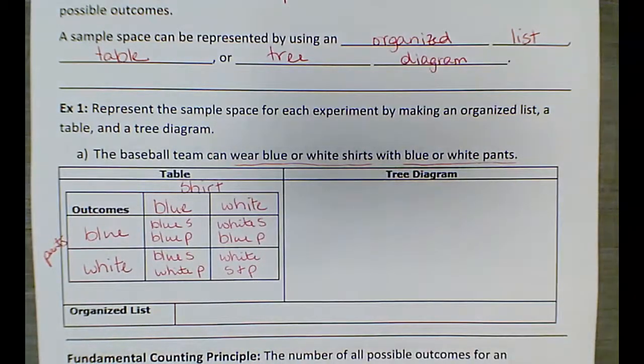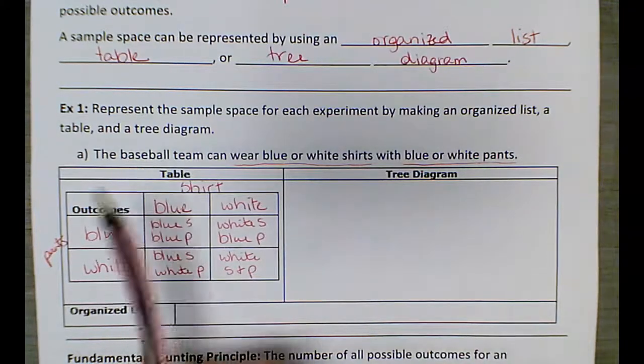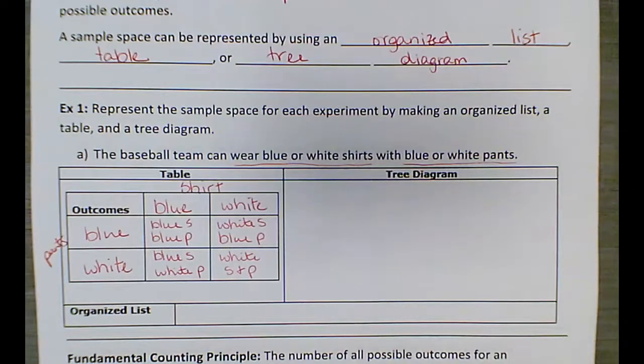So these are all of the possible combinations in my experiment. The experiment is picking what the baseball team is wearing. What's their jersey? What's their uniform? So this is the sample space. There are 4 items in there, 4 different combinations of shirts and pants. So let's move to a tree diagram.